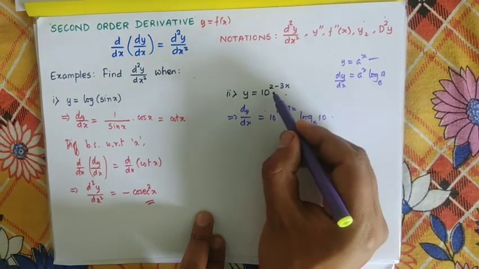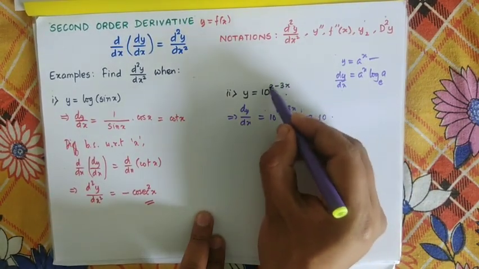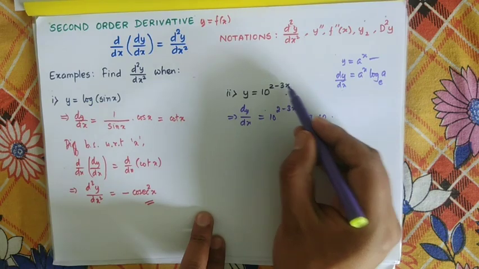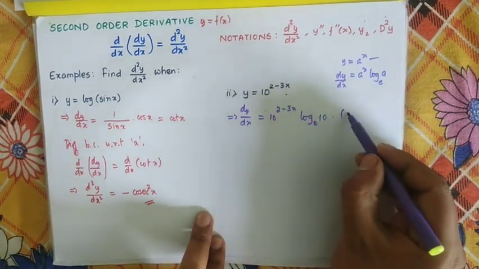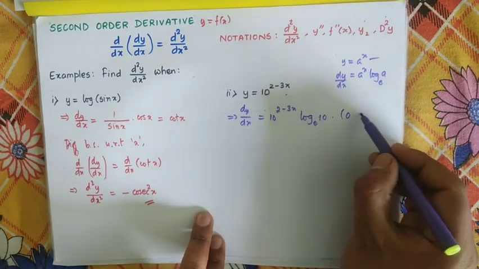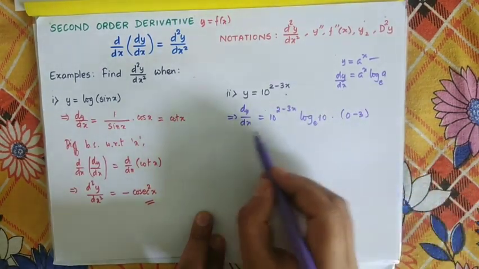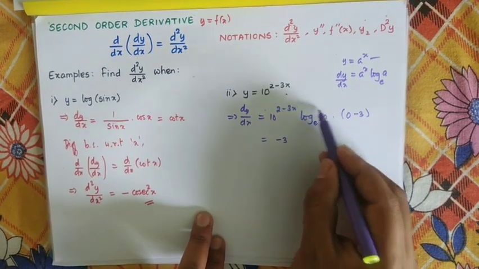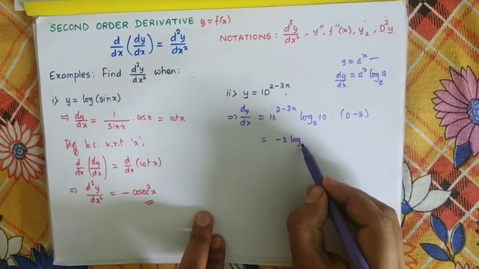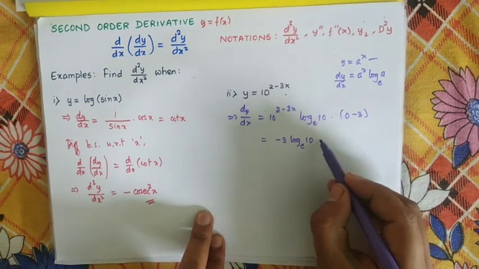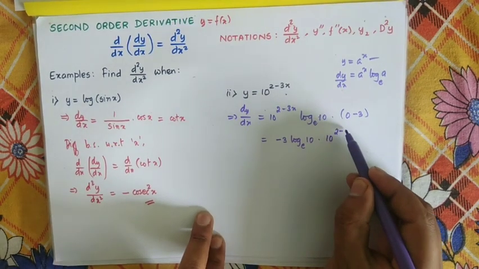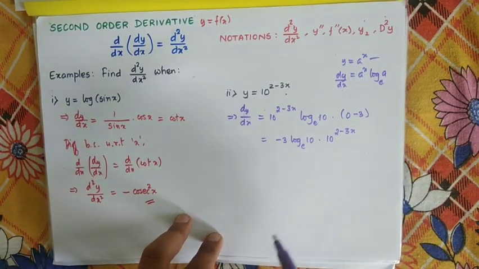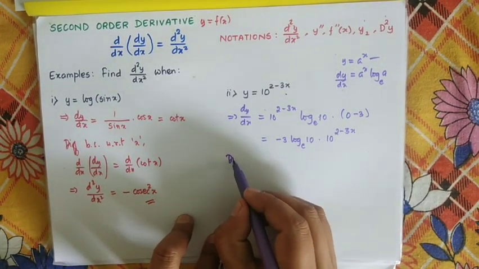Now this is for your a to the power x, but we need to differentiate the power as well. So power is 2 minus 3x. So differentiation of 2 is 0, and differentiation of minus 3x is minus 3. So this can be written as 0 minus 3 is minus 3, and this is also constant, so that's why let me write this in the front. So we have into 10 to the power 2 minus 3x.